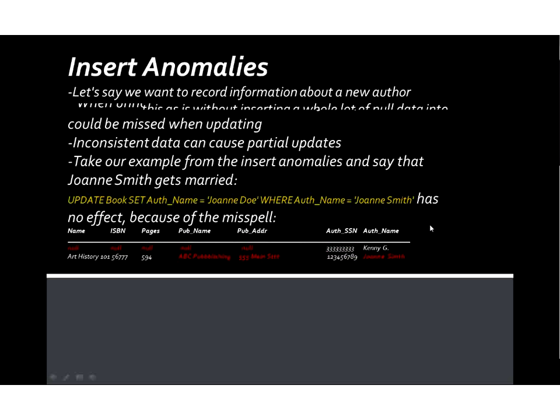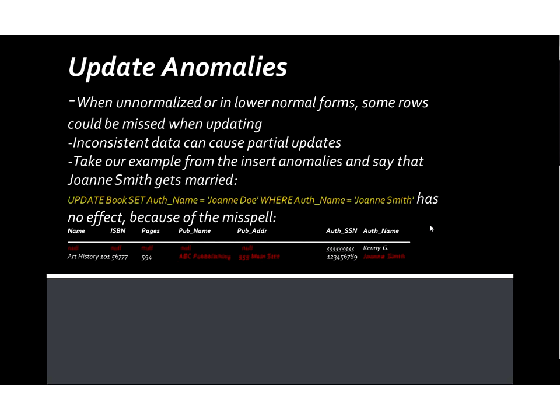And last, update. All right. So, you know, when you're not normalized, you can have partial or incomplete updates, or even update rows that you don't want to. All right, and the example I have here: let's say that Joanne Smith changes her name. See, I have a misspelling here. I misspelled her name, okay?